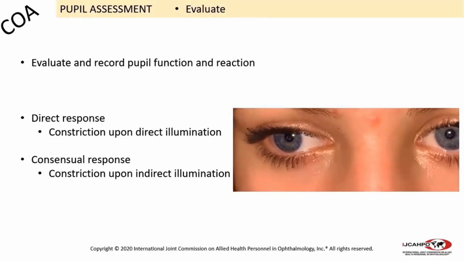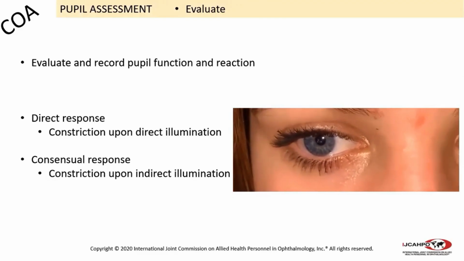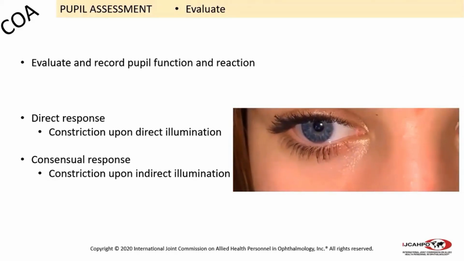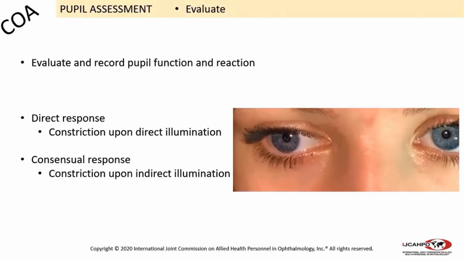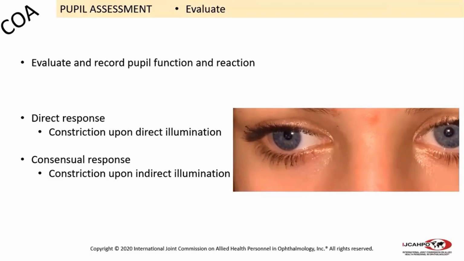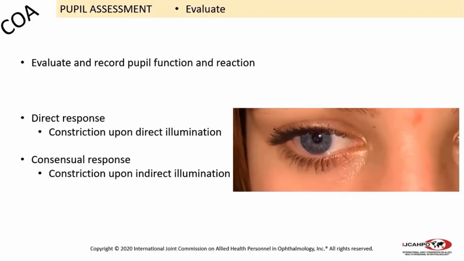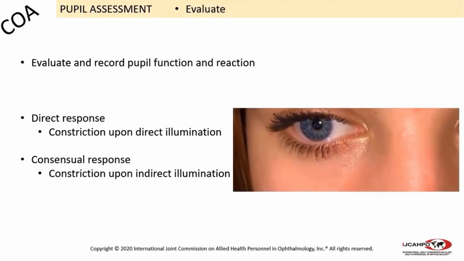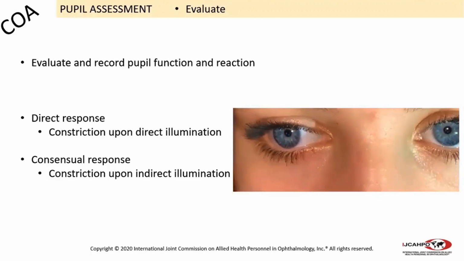Evaluate and record pupil function and reaction. Be sure to look at direct response and consensual response. Direct response refers to the constriction upon direct illumination. Consensual response is what happens to the other pupil, the one that is not having light directly shown in it. It should also constrict upon indirect illumination. So in other words, what one pupil does, the other should do as well.